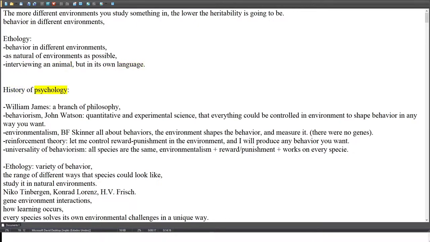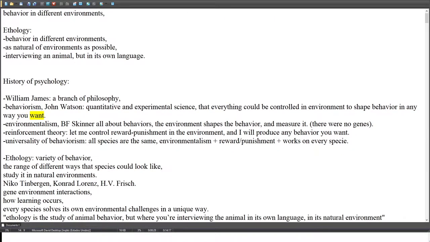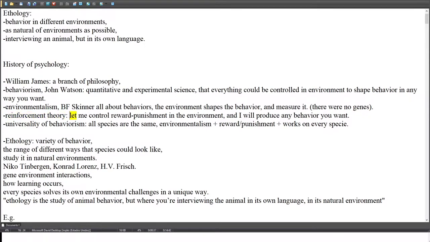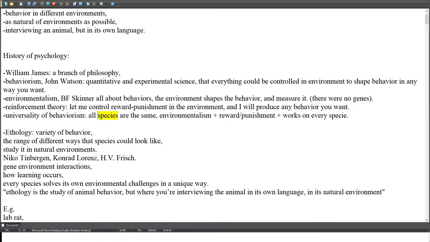History of psychology. William James, a branch of philosophy. Behaviorism, John Watson: a quantitative and experimental science, where everything could be controlled in the environment to shape behavior in any way you want. Environmentalism, B.F. Skinner: it's all about behaviors, the environment shapes the behavior, and you measure it. There were no genes. Reinforcement theory: let me control reward and punishment in the environment, and I will produce any behavior you want. Universality of behaviorism: all species are the same, environmentalism plus reward and punishment works on every species.